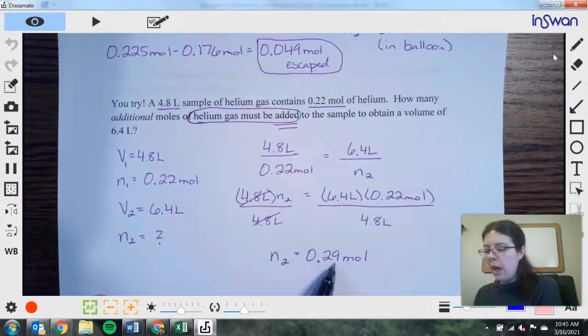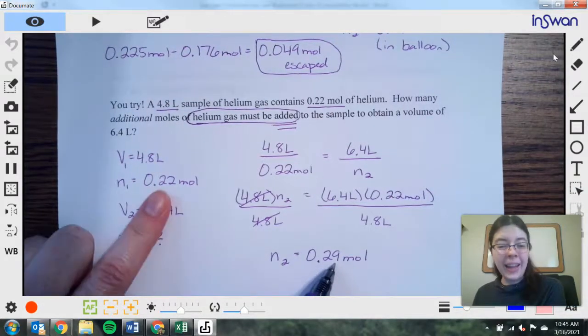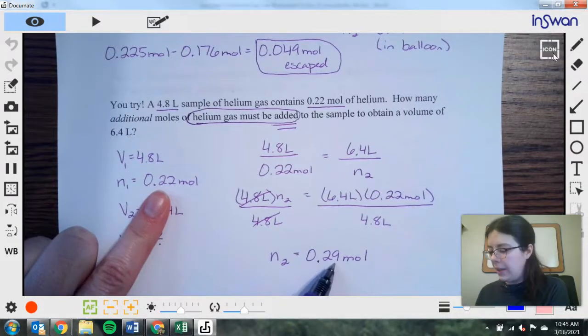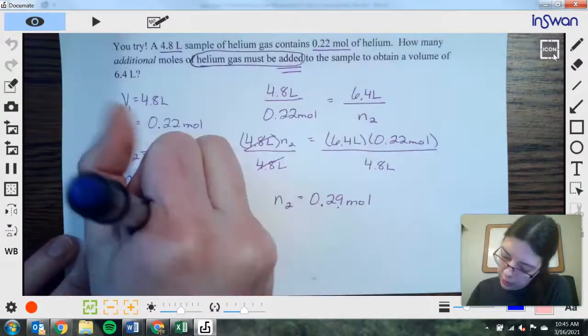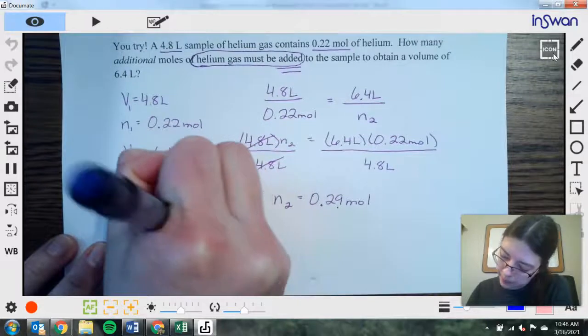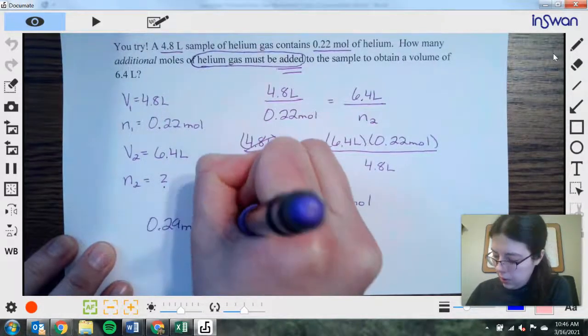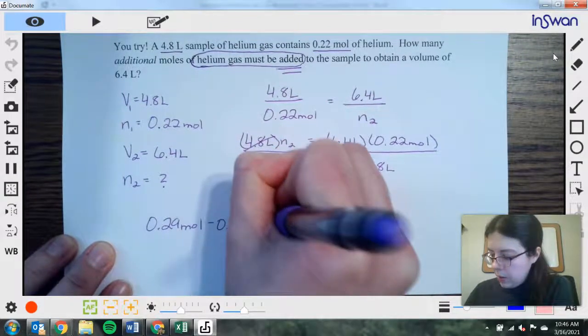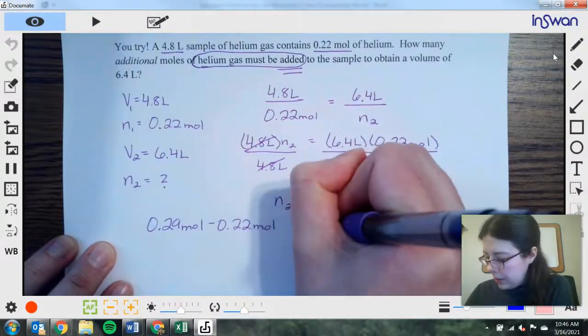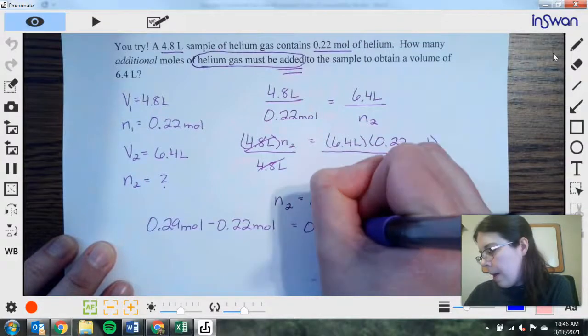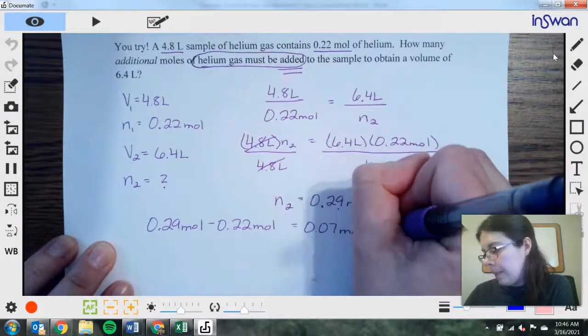So I know the final. I know what I started with. I can find out how much I add by subtracting the two. So 0.29 minus the initial value, 0.22. So this tells me 0.07 moles was added.